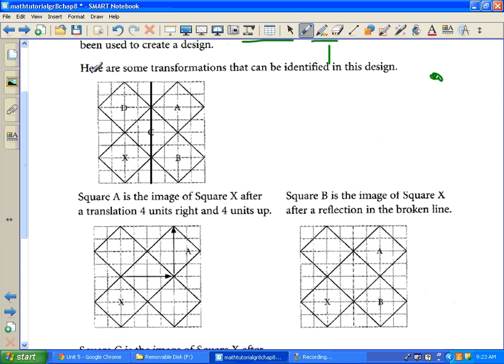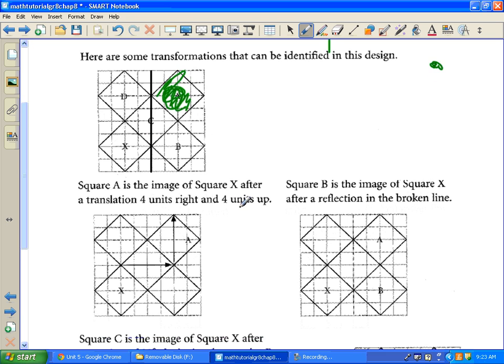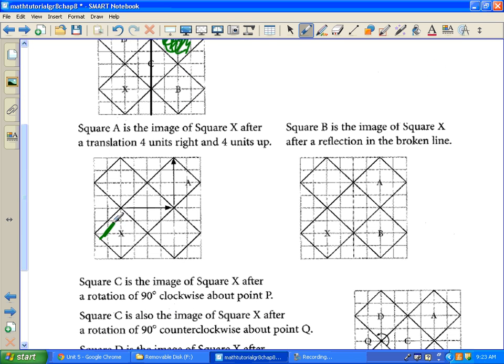Okay, so you've got the transformations right here in this one. Let's look at square A. Square A would be this one right here. So square A is the image after square X is translated. There's X, and there's A. It's translated, or you slide it, 4 units right. So 1, 2, 3, 4 units right, and then 4 units up.